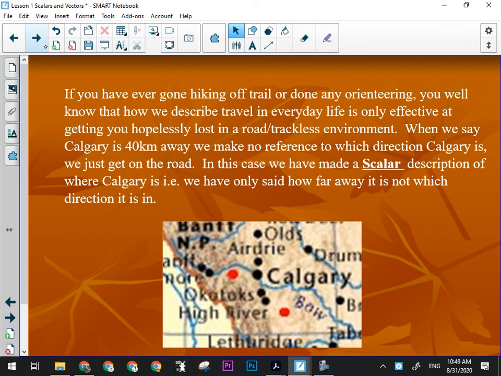And it's worse if you're in an area where there's no roads, tracks, or signs. If you're out in the middle of the ocean and you're trying to get to Barcelona, how many different choices do you have for which direction to go?